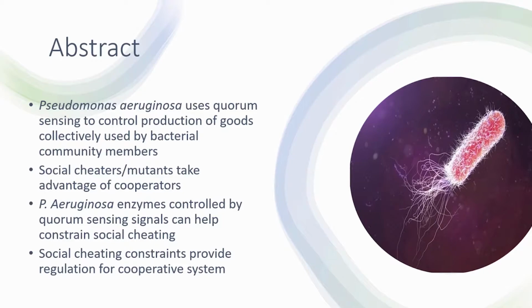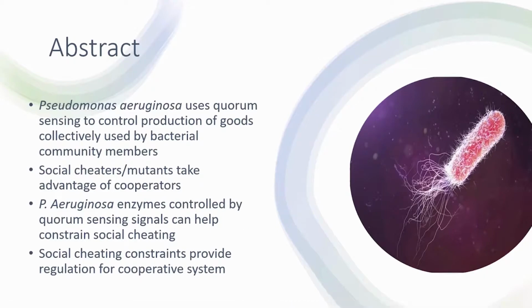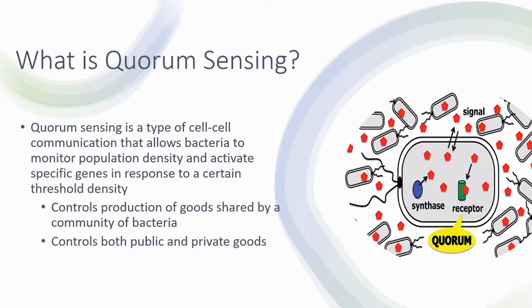The enzymes I'm talking about, these goods that are shared by the community, are controlled by quorum sensing signals that can help constrain social cheating, and being able to regulate social cheating provides for a more cooperative system. So, a little more on what quorum sensing exactly is. It sounds really weird and fancy, but it's really just a type of cell-to-cell communication that allows bacteria to monitor population densities and consequently activate specific genes.